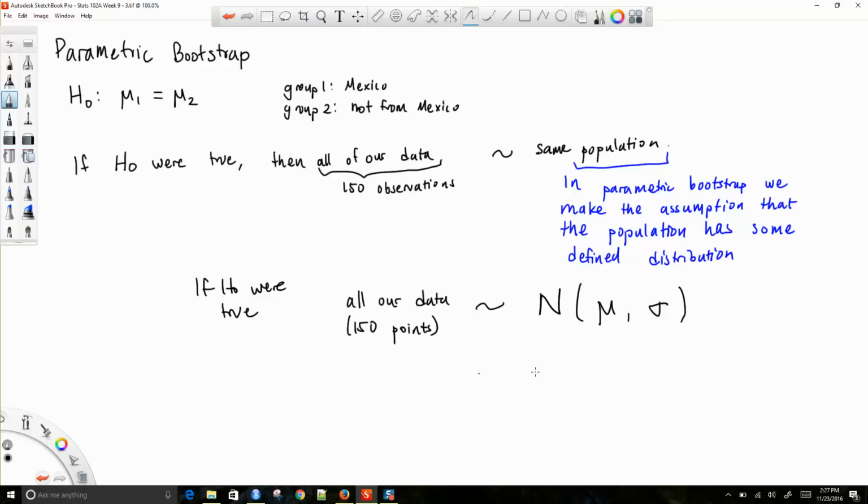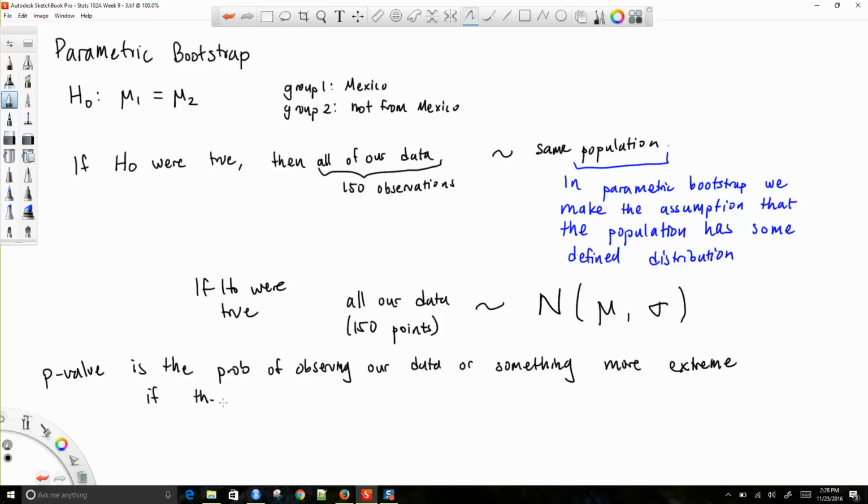Okay, so this is what we have. If the null hypothesis were true, all our data is coming from here. So let's again think back what our p-value is. The p-value is the probability of observing our data, or something more extreme, if the null hypothesis were true. So the idea behind parametric bootstrap is we're going to create some kind of parent distribution here, and then we're going to simulate drawing data from it. And then we repeat this over and over again, and we're going to see how often we get differences as big as the one we observed.